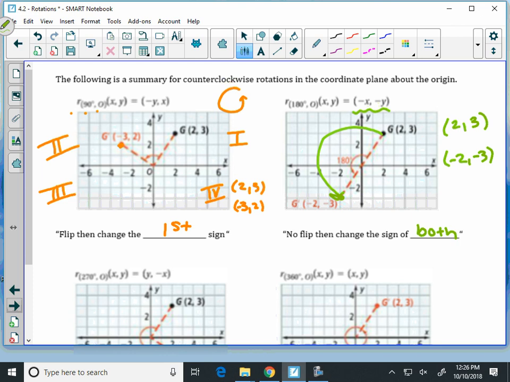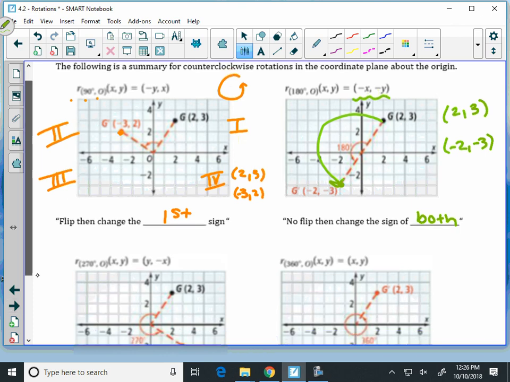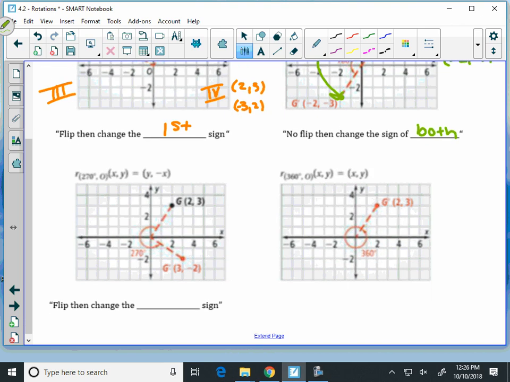And then the last one we're going to talk about is a 270 degree rotation. And with the 270, did the X and Y trade places? Yeah, but which sign did we change this time? The second. So when you do a 270 degree rotation, you flip, but this time you change the sign of the second.